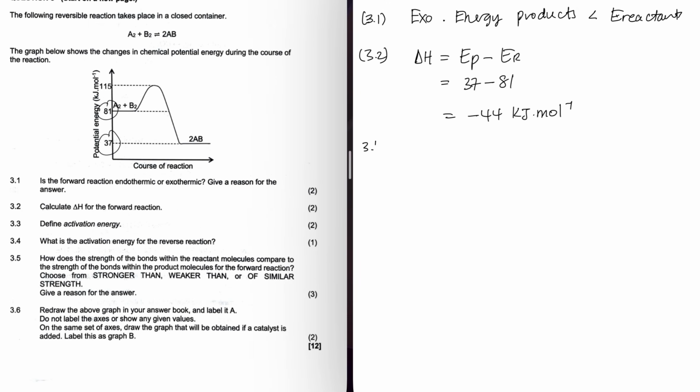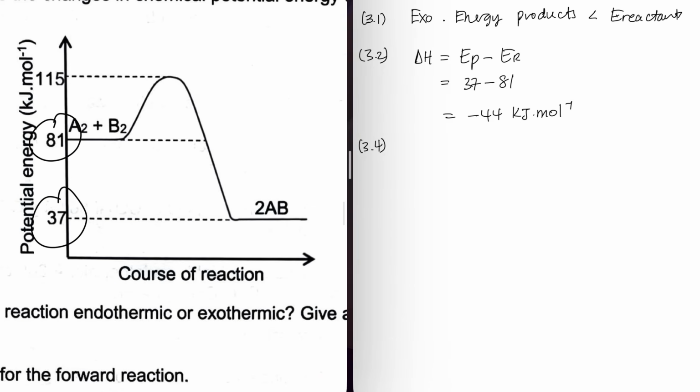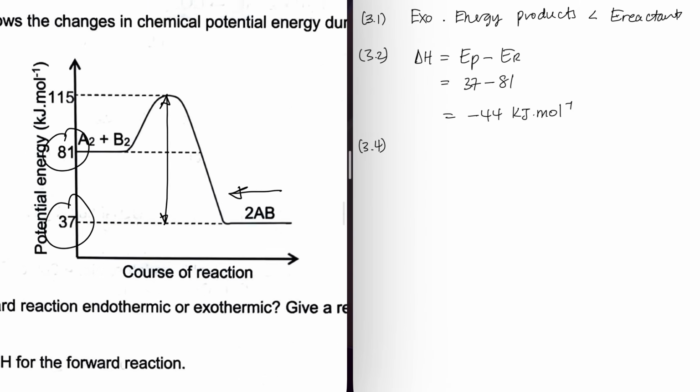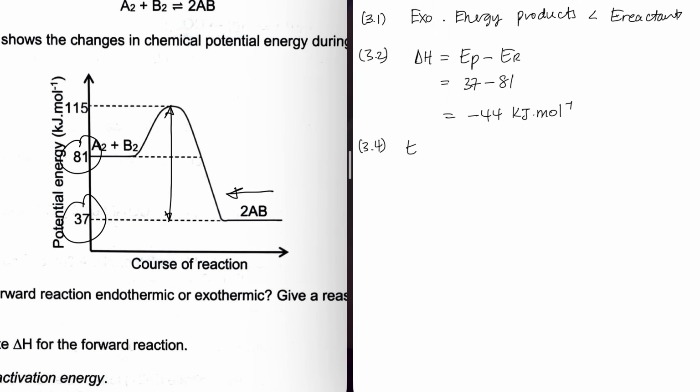Now, question 3.4. What is the activation energy for the reverse reaction? So reverse reaction means we are starting from here. So activation energy is going to be from here all the way up there. So that value right there. So the activation energy is going to equal 115 minus 37. Now 115 minus 37 is equal to 78 kilojoules per mole.